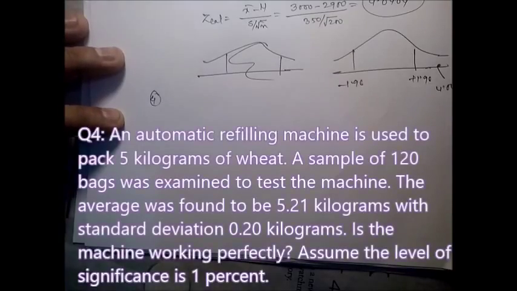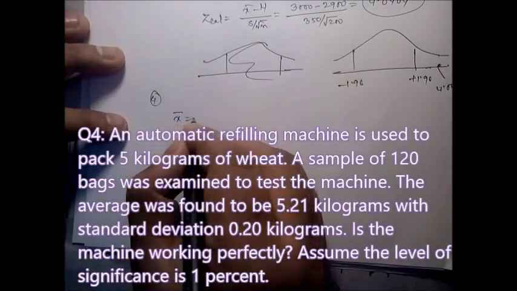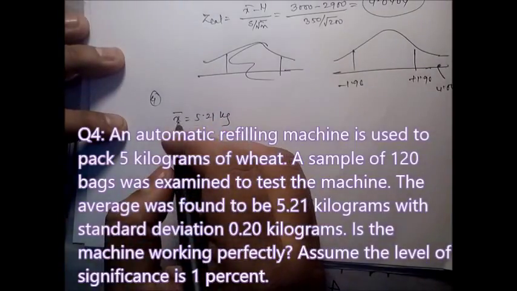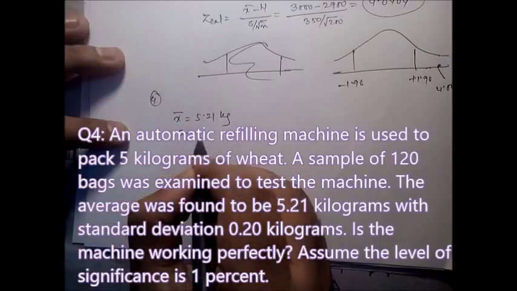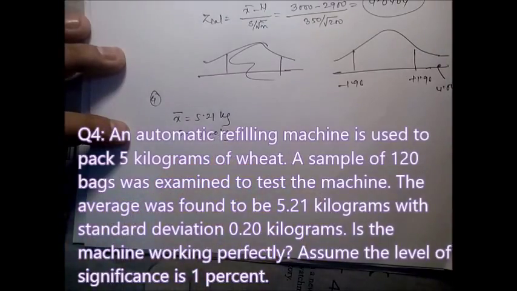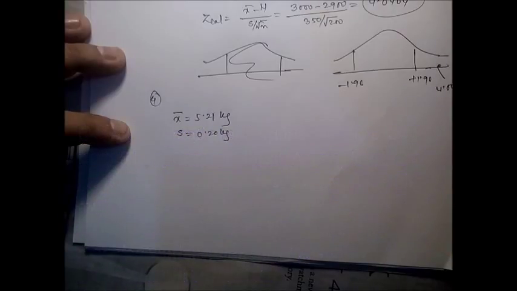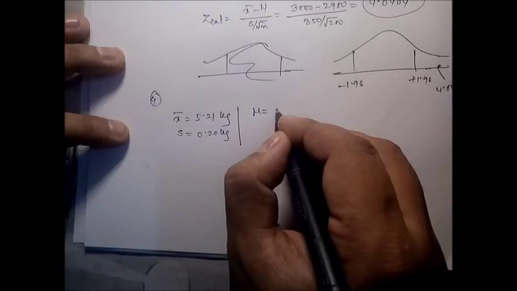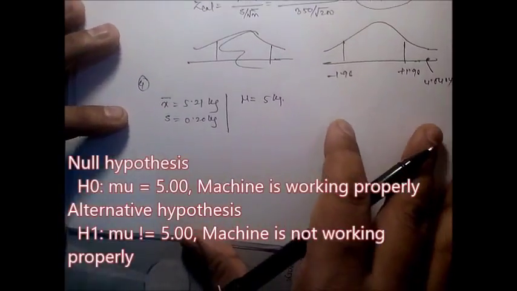Okay, next problem. An automatic refilling machine is meant to pack 5 kilograms of wheat. A sample of 120 bags was examined to test the machine. The average was found to be 5.21 kilograms with a standard deviation of 0.20 kilograms. Is the machine working perfectly? Assume the level of significance is 1%. Clear? Our aim is to know whether the machine is filling 5 kilograms of wheat or not.